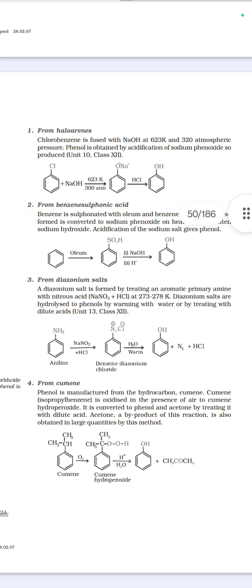First, from haloarenes. Chlorobenzene is fused with NaOH at 623 Kelvin and 320 atmospheric pressure. Phenol is obtained by acidification of sodium phenoxide so produced.